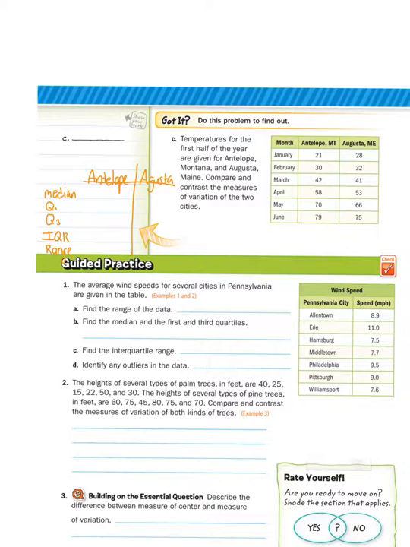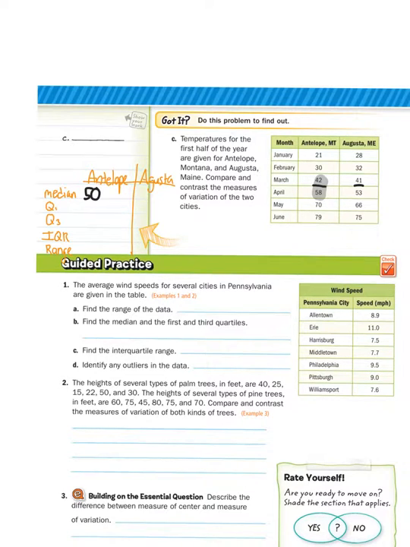So let's start with Antelope. I'm going to go through them quickly, so I hope you're paying attention. In Antelope, first off, the median is going to be the middle. There are 6 numbers, so we have to find the middle. The middle of 41, 42, and 58: if you add 42 plus 58, you get 100, and 100 divided by 2 is 50. So the median for Antelope is 50.